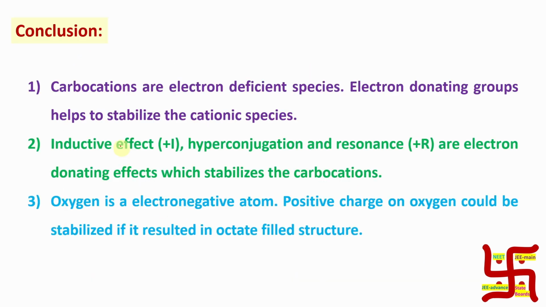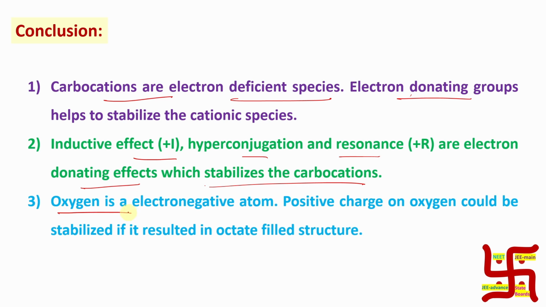So in conclusion, what you have learned today is that carbocations are electron deficient species and electron donating groups help to stabilize these cationic species. Here inductive effect, hyperconjugation and resonance are the electron donating effects, and among them resonance is the most powerful to stabilize a carbocation. Now remember the third point, oxygen is actually an electronegative atom. So positive charge on oxygen, positive charge means deficiency of electrons generally. So positive charge on oxygen could stabilize the carbocation. You may ask, sir, is positive charge on oxygen really stable? Yes, if it results in an octet filled structure.